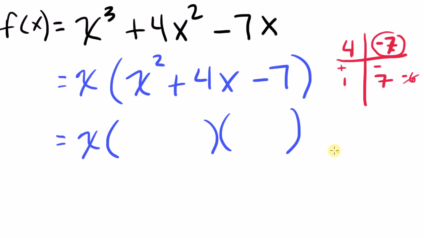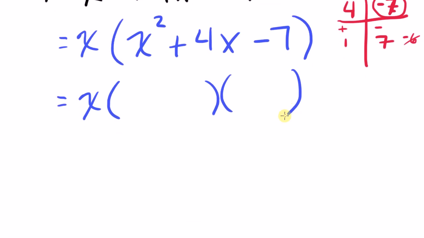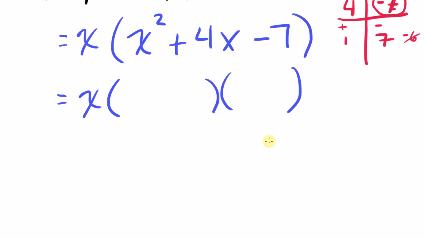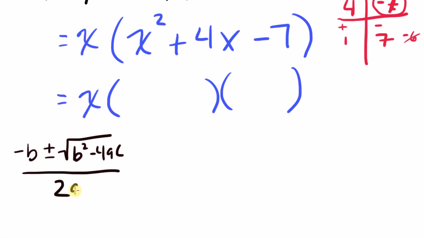Interesting. So it fails that way, so what I need to do now is use the quadratic formula to come up with this answer. So we have negative b plus or minus the square root of b squared minus 4ac, all over 2a. A equals, b equals, c equals. My a term is 1. My b term here is 4. And my c term is negative 7, my constant term.